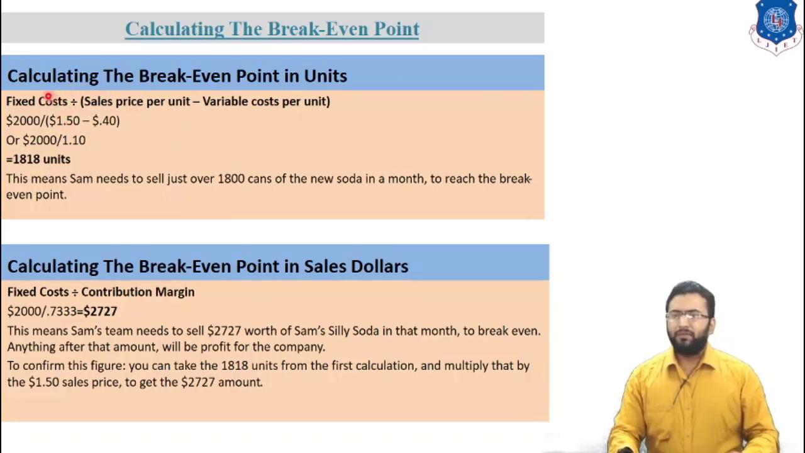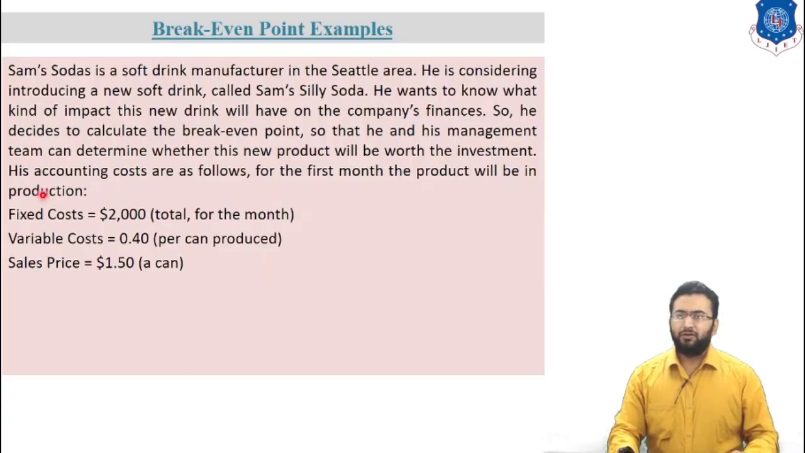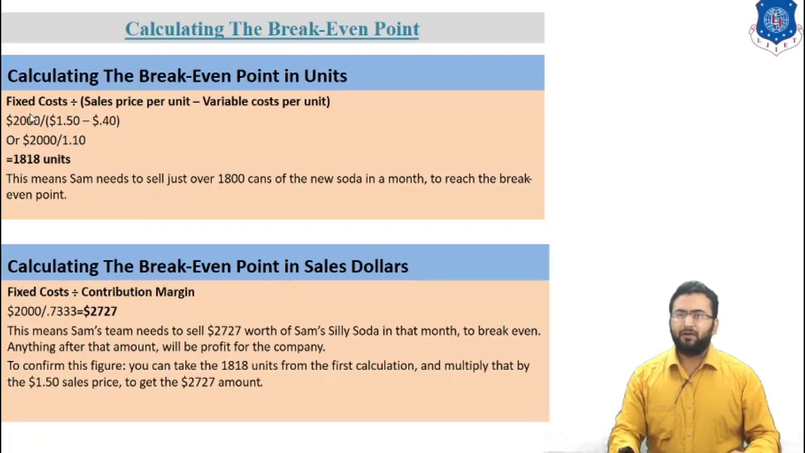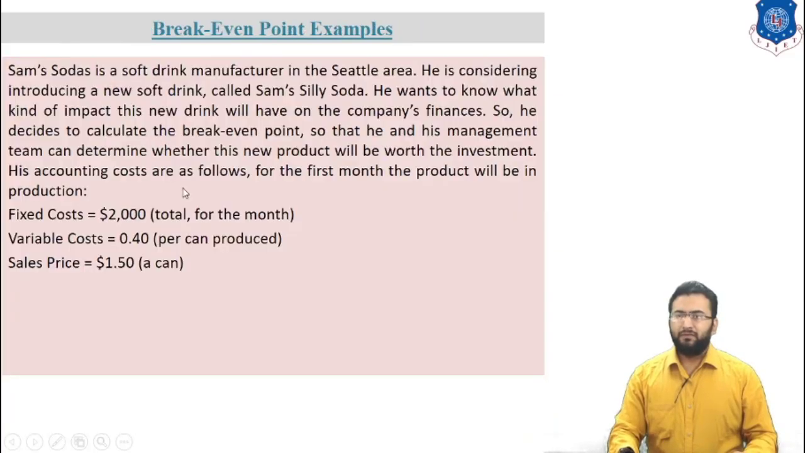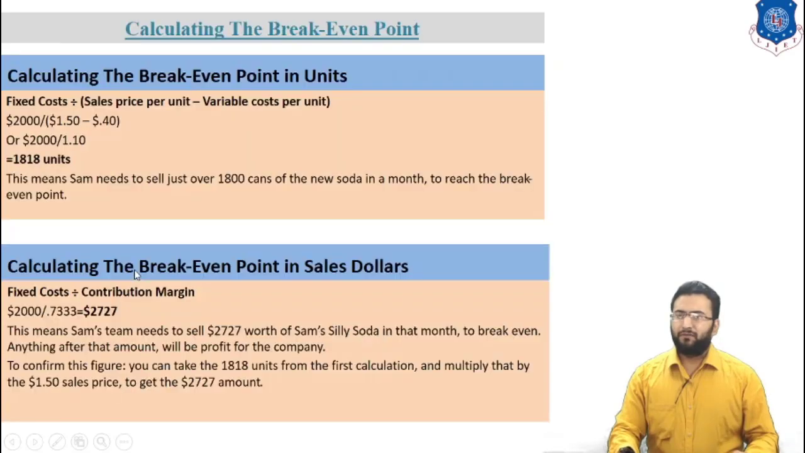For units, it is given by fixed cost, which is $2,000, so write $2,000 here. The sell price per unit, given in the statement, is 1.50, and the variable cost, which means the cost of manufacturing that product, is 0.40. Calculating this, we get $2,000 upon 1.10, which gives 1818 units. This means Sam needs to sell just over 1818 cans of the new soda in a month to reach the break-even point.